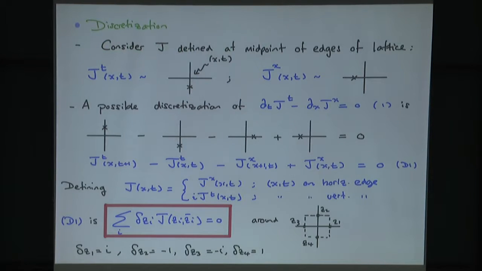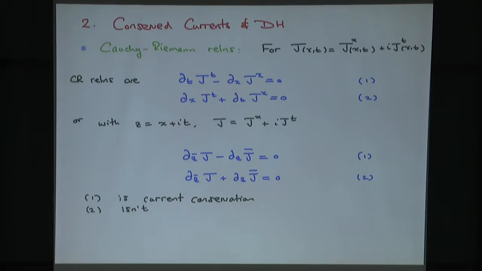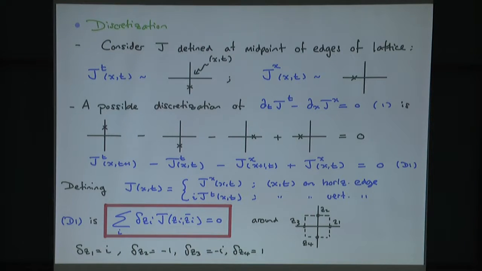Okay. So what I want to do is discretize these relations, and there are many ways of discretizing these relations, so let's look at one particular one. I'm going to have a lattice, and to start off with, this is just going to be a square lattice. And I'm going to define functions that live on the midpoints of the vertical edges and the midpoints of the horizontal edges in the way I've shown here. So the ones that live on the vertical edges I'm going to call j superscript t, and the ones that live on the horizontal edges are j superscript x.